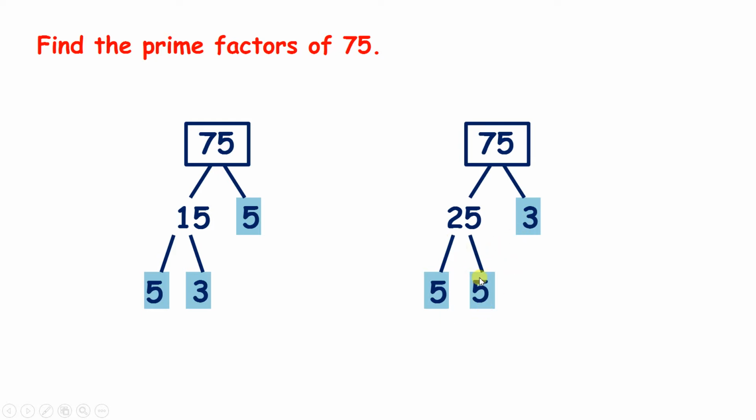Now 5 times 5 times 3 is 75, but we can write 5 and then a small 2 next to it, and if a small 2 is next to a number, that tells us that we need to multiply the number by itself. So a 5 and then a small 2 means 5 times 5. And we say 5 squared. So 5 squared times 3 equals 75.